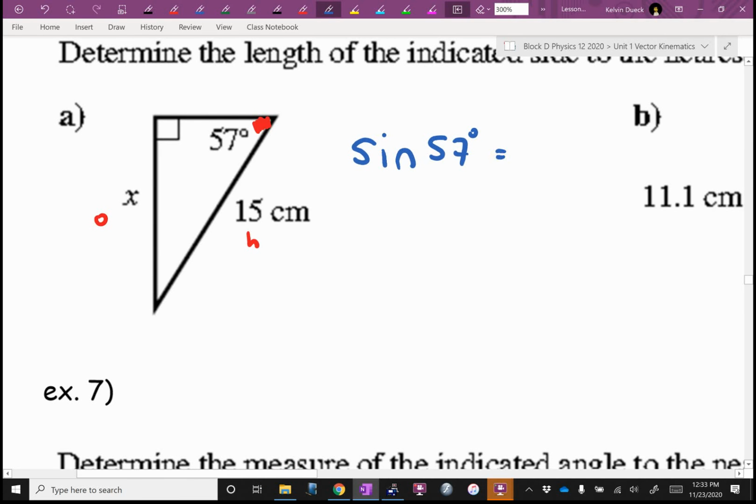And that equals opposite over hypotenuse. But I'm not going to write the O. I'm not going to write the H. Instead, what is the O on my triangle? X. What is the H on my triangle? How would I get the X by itself?